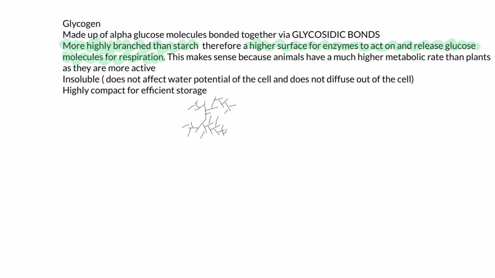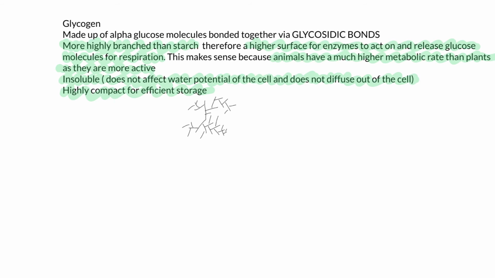So animals have a much higher metabolic rate than plants. They do a lot more stuff, so it makes more sense that their energy storage molecule would be more readily broken down. All of the other benefits of glycogen are really similar to the benefits that we earlier talked about with starch. So it's insoluble and it's compact. And the only one that's a little bit different is that it's more highly branched.